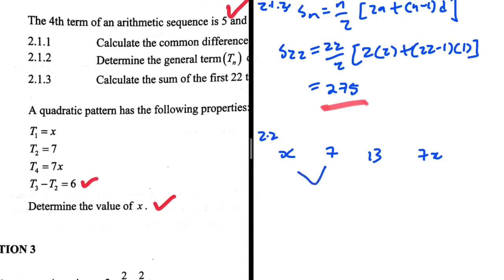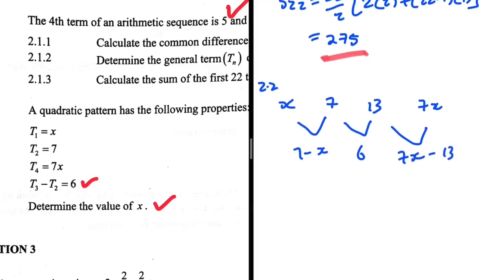Well, we know that the difference here will be 7 minus x. The difference here obviously is 6. And here we have 7x minus 13. Okay, so these differences form an arithmetic pattern. So if we say this T2 minus this T1 is equal to this T3 minus T2, we shall get the value of x, right? Because those form an arithmetic sequence and we have a common difference.